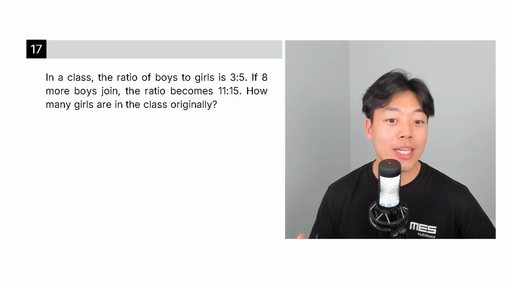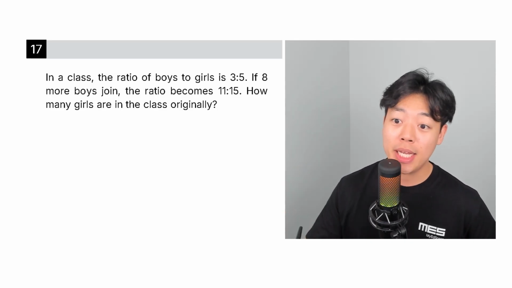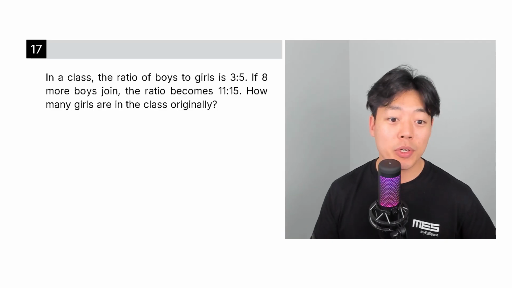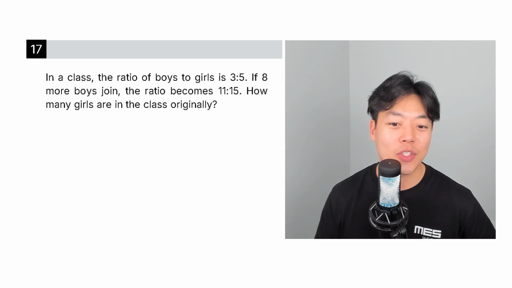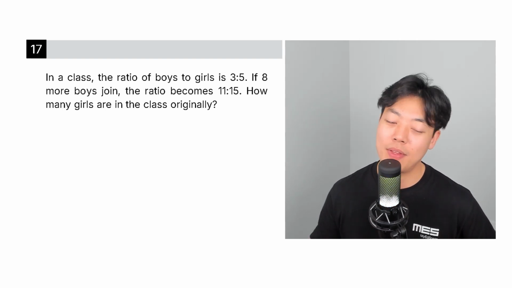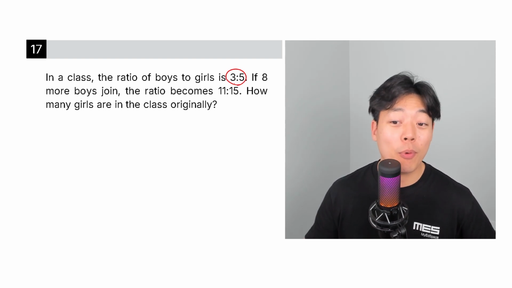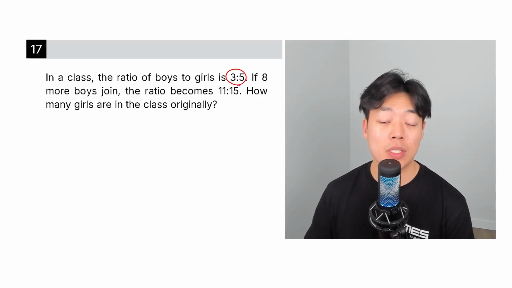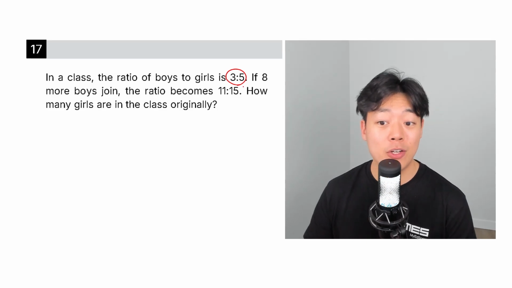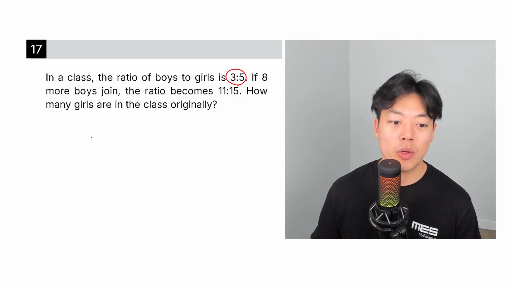In a class, the ratio of boys to girls is 3 to 5. If 8 more boys join, the ratio becomes 11 to 15. How many girls are in the class originally? All right. This is a proportion. A proportion means we could have 30 boys and 50 girls. We could have 300 boys and 500 girls. We don't know. So essentially, we have 3x over 5x.